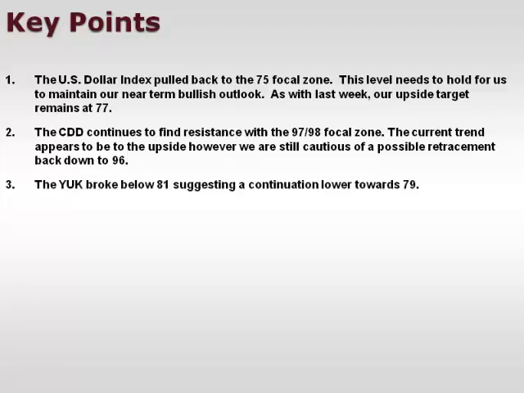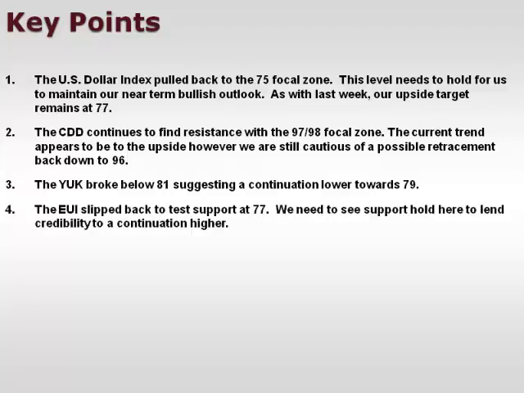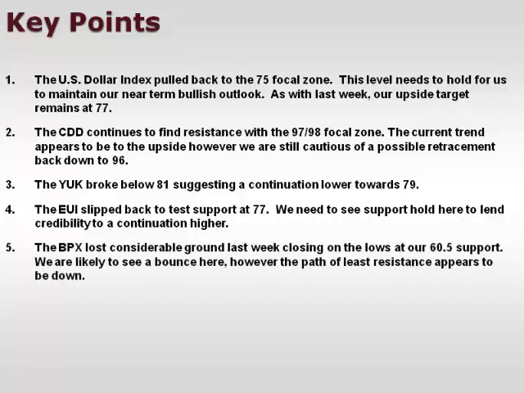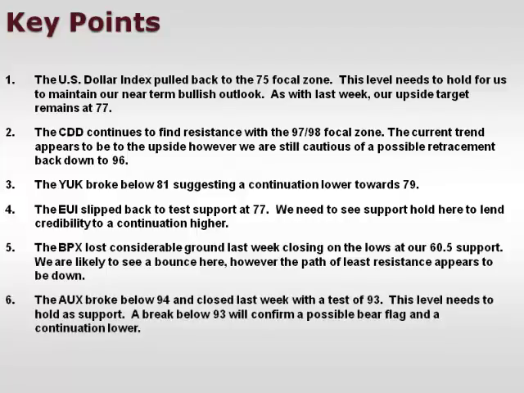The YUK broke below 81, suggesting a continuation lower towards 79. The EUI slipped back to test support at 77. We need to see support hold here to lend credibility to a continuation higher. The BPX lost considerable ground last week, closing on the lows at our 60.5 support. We are likely to see a bounce here. However, the path of least resistance appears to be down. The AUX broke below 94 and closed last week with a test of 93. This level needs to hold as support. A break below 93 will confirm a possible bear flag and a continuation lower.